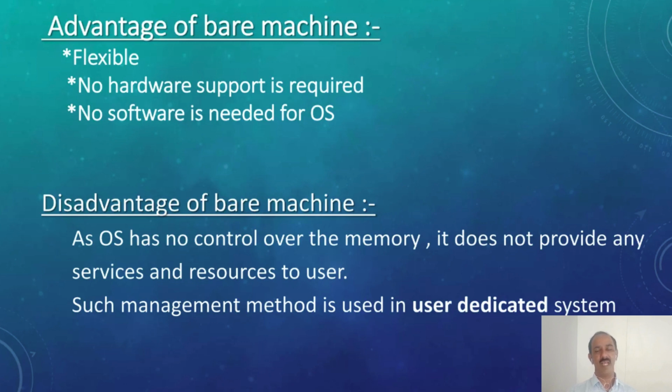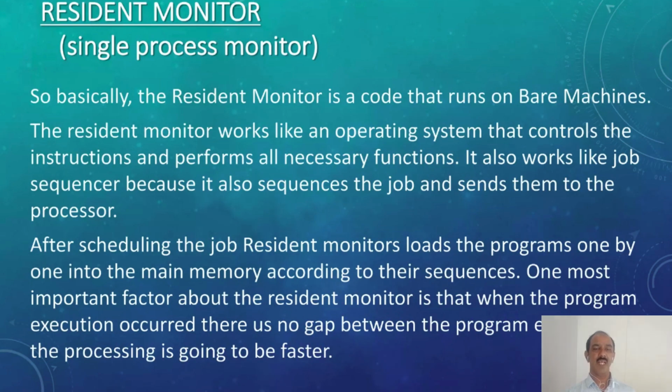Now, what are the advantages of it? The main advantages of a bare machine are: one, it is flexible; next, no hardware support is required; and third, no software is needed for an operating system. Then the disadvantages: as the OS has no control over memory, it does not provide any services or resources to the user. Such a management method is used for dedicated systems.